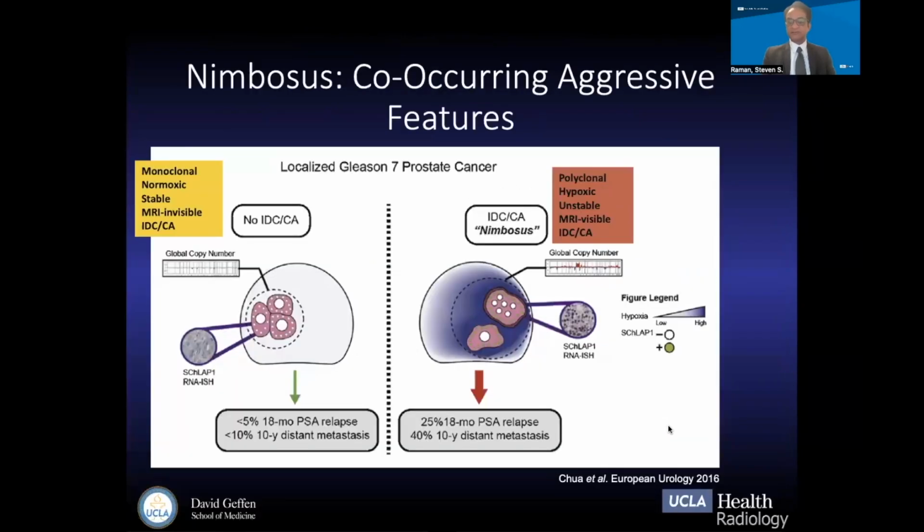So this is the concept of nimbosis, where MR visualized lesions are more polyclonal, more hypoxic, more unstable, have higher risk of IDC and cribriform patterns, and result in poorer outcomes. So a gathering of clouds and predicting downstream genomics and proteomics.